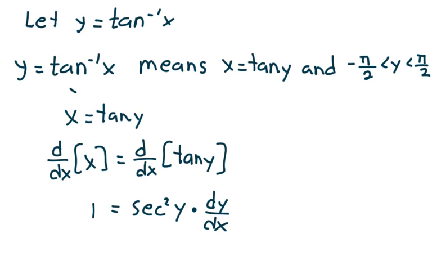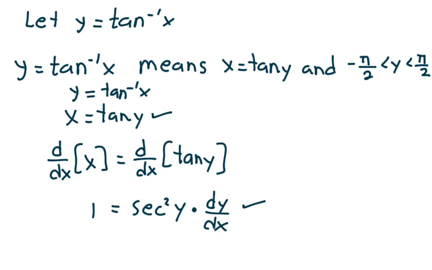We'll start here with y equals arctangent x. And so that means x equals tangent y. And we're going to differentiate both sides with respect to x. So the derivative of x with respect to x is the same as the derivative of tangent y with respect to x. So 1 equals secant squared y times dy dx right here.